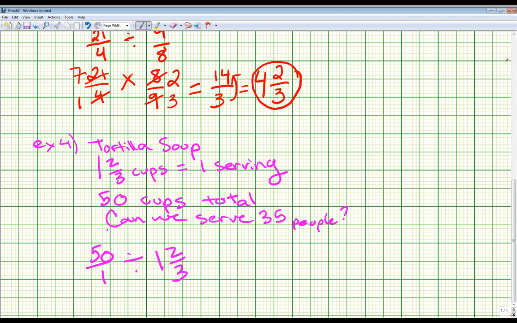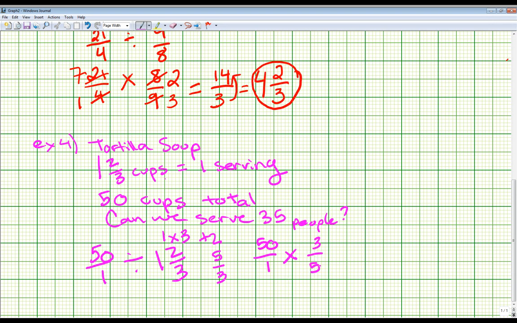So what I can do here is keep 50 over 1, change the division sign, and I have to flip this fraction. However, I'm not going to flip it until I've got it into an improper. So we're going to take 1 times 3 and add the 2. So 1 times 3 is 3, add the 2 would be 5. So this turns into 5/3. So if I flip 5/3 around, I have 3 on the top and 5 on the bottom.